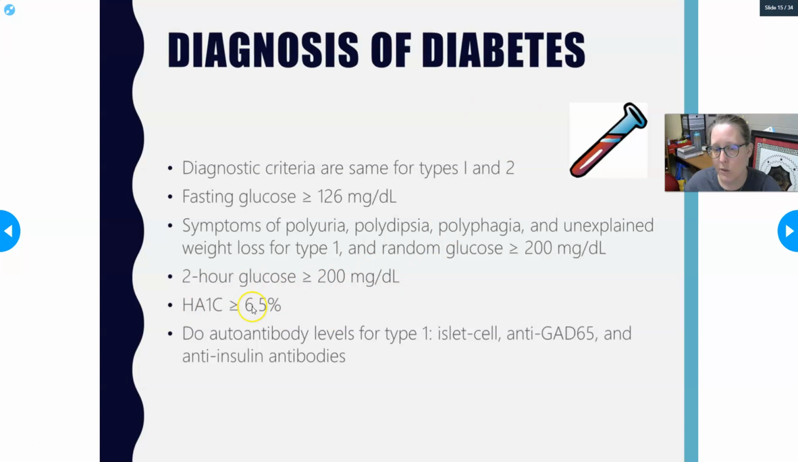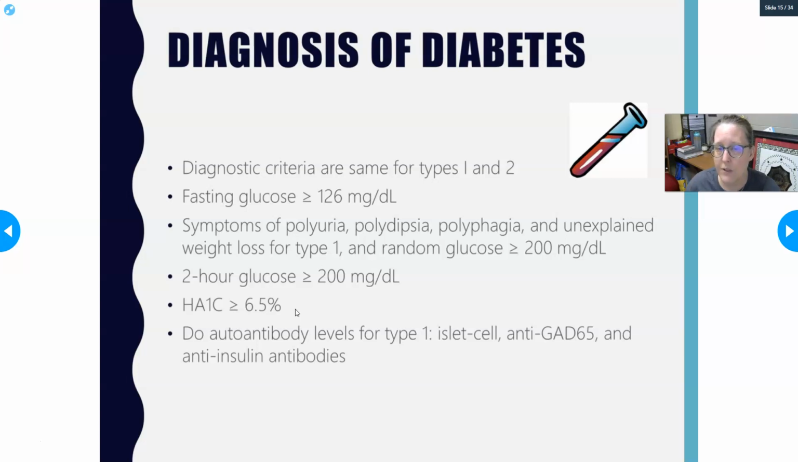If their hemoglobin A1C is greater than 6.5%, then they're diabetic. And then if the physician needs to distinguish between type 1 and type 2, if they suspect maybe this patient has type 1 diabetes, you can do autoantibody levels for type 1. Antibodies to islet cells, anti-GAD65, and anti-insulin antibodies can be done.